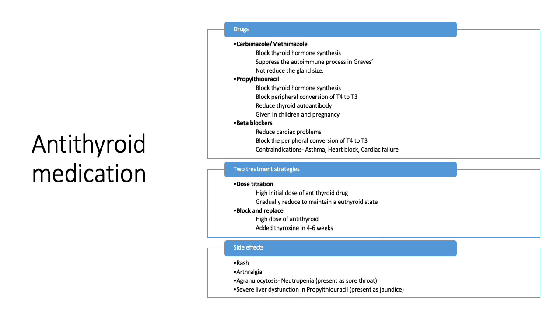The side effects of antithyroid drugs are skin rashes, arthralgia, neutropenia, and liver dysfunction. Neutropenia presents with sore throat and the liver dysfunction presents with jaundice. So the blood counts and the liver function tests are checked regularly in patients who are on antithyroid medication.